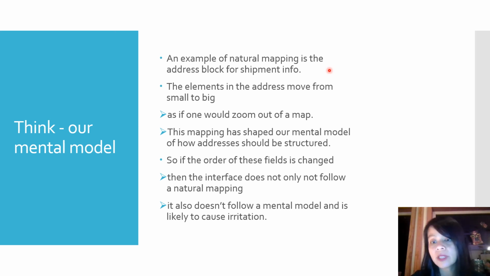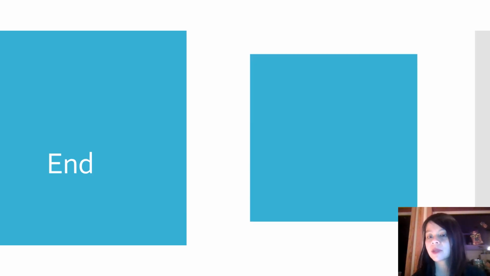So if the order of these fields is changed, it's really going to mess us up. The interface does not follow a natural mapping anymore. It doesn't follow the mental model that we have in our heads, and it's really going to cause irritation and disruption in the way that we fill out forms and cause error. Okay, so this is an example of how we need to follow natural mapping. Okay, the way we think, and need to follow our mental model, which is how we see the world, how we understand information. So this brings us to the end of our slideshow here.